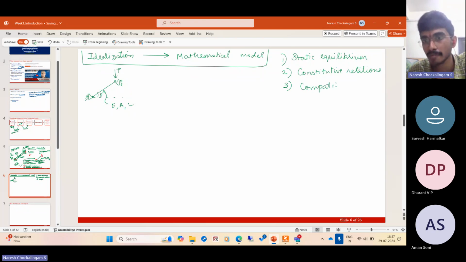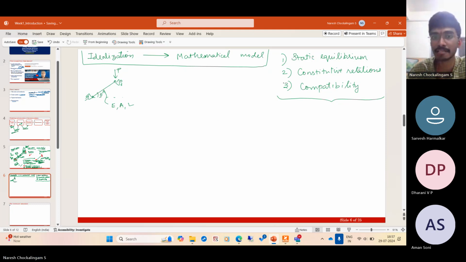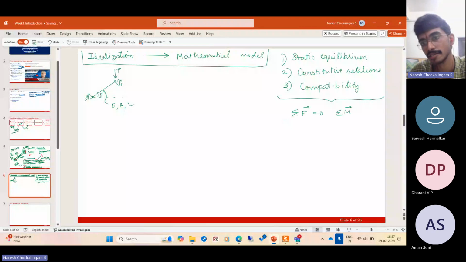So any problem in mechanics, I repeat it wherever I do this, whether it is 3D or 2D, doesn't matter, these three form the foundation of any problem in solid mechanics. These three have to be respected regardless. Equilibrium, if it is static, it has to obey the equations of static equilibrium, which is the sum of all forces is 0, the sum of all moments is 0.